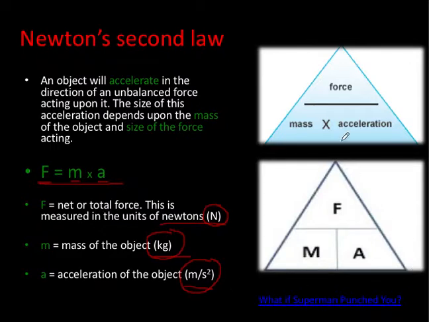Now this triangle formula is very similar to what we've learned before, similar to the distance, speed, time triangle formula. If you want to work out the force of an object, you go mass times acceleration. If you want to work out the acceleration of an object, you go force divided by mass. And if you want to work out the mass of an object, you go force divided by acceleration.